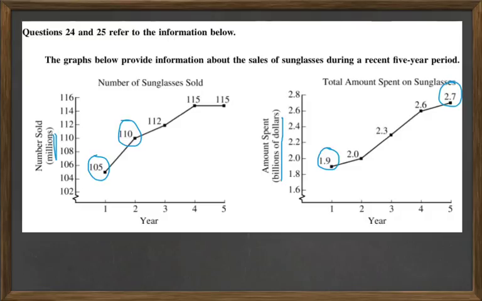Well, here's year 1. We know that there were 1.9 billion sold, and we know year 1 that there were 105 million sold. And let me correct myself. I said over here that was sold, but that was dollars spent. So there's $1.9 billion spent. If I divided that by 105 million, that would give me my average. So yes, I can answer number 1.